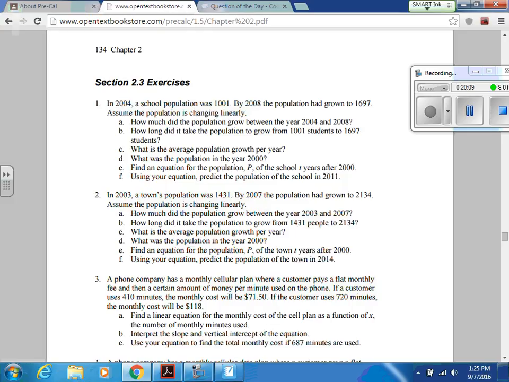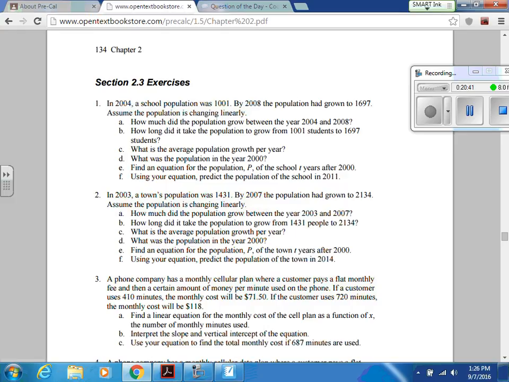In 2004, school population was 1,001. By 2008, population grown to 1,697. Assume the population is changing linearly. How much did the population grow between the years '04 and '08? That's a really easy subtraction problem. Okay, 696. How long did it take the population to grow from 1001 to 1697?